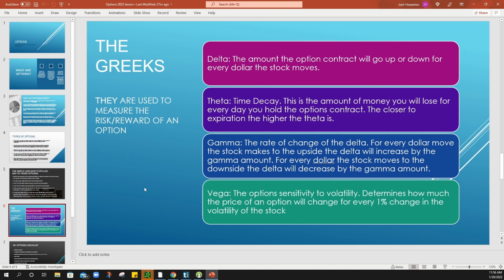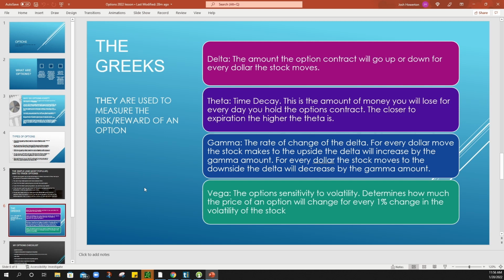Again, I like keeping things very simple, guys. The Greeks are what affect the option's value. They are used to measure the risk or reward of a particular option. So the number one that we need to focus on, guys, is delta, right? This is one of the most important Greeks, okay?